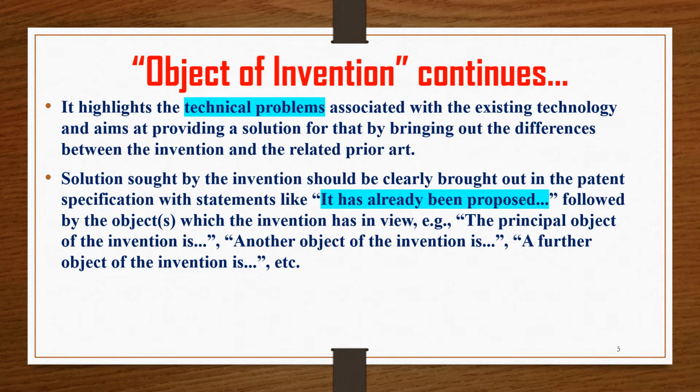By bringing out the differences between the invention and the related prior art. Fine. Okay, next point. Solutions sought by the invention should be clearly brought out in the patent specification with statements like it has already been proposed, followed by the object or objects which the invention has in view. That is, for example, the principal object of the invention is, another object of the invention is, a further object of the invention is, etc. Fine. Okay.